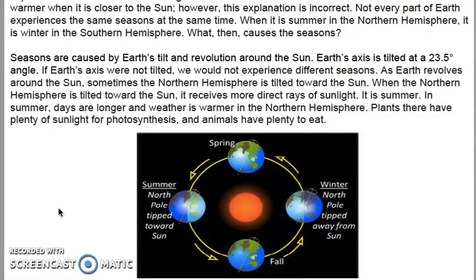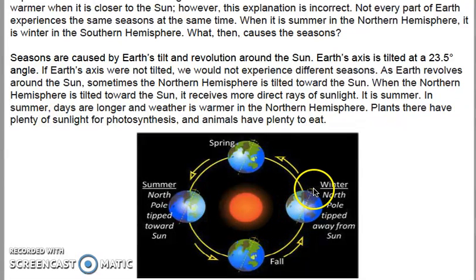Okay? As Earth revolves around the sun, sometimes the northern hemisphere is tilted toward the sun. When the northern hemisphere is tilted toward the sun, it receives more direct rays of sunlight. It is summer. In summer, days are longer and weather is warmer in the northern hemisphere, and plants have plenty of sunlight for photosynthesis and animals have plenty to eat.